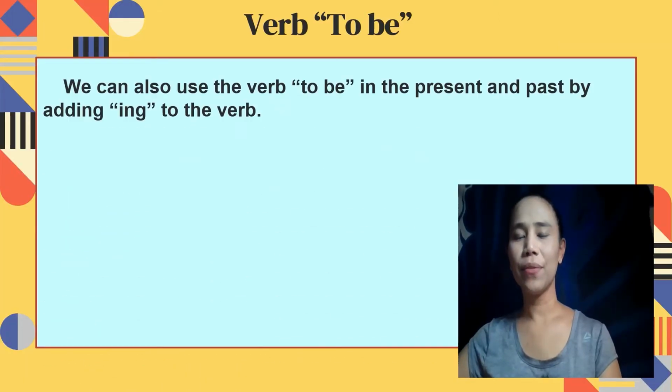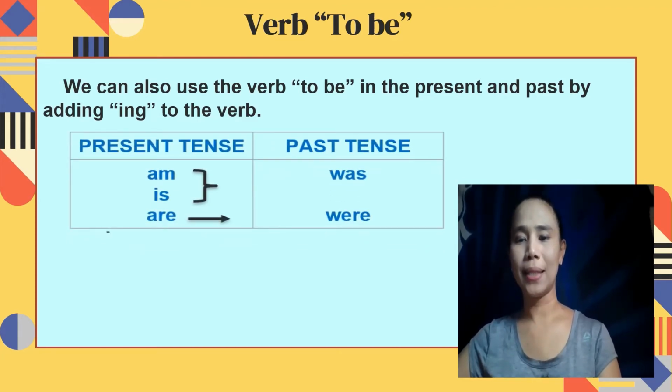We can also use the verb to be in the present and past by adding ing to the verb. This chart will help us understand better. In the present tense, we have these verbs to be, am, is, are. And in the past tense, we have was and were. Am is used for the pronoun I, and is is used for singular subjects, and this is the singular form of the verb. And for the plural form, it is are.